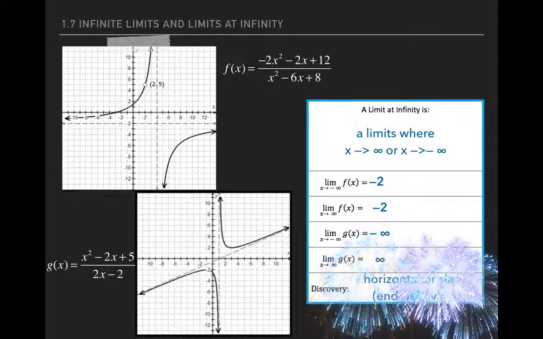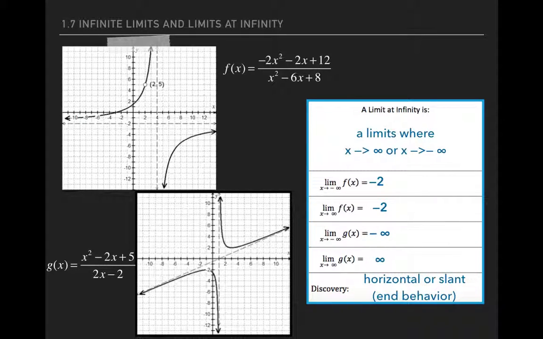So what we're discovering here, when you look at a limit at infinity, is that it's telling you if you are going to have a horizontal or a slant type asymptote. It's telling you essentially your end behavior, meaning the two ends of your graph: as you go way out to the left and way out to the right, what happens at the right and left end.